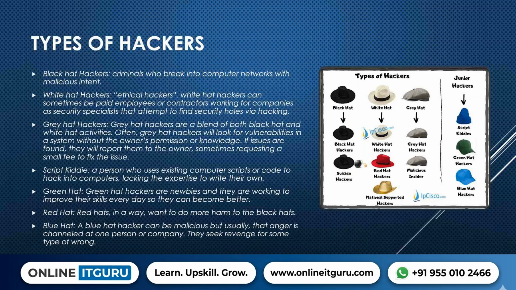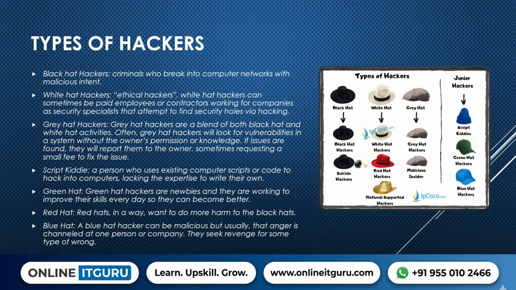And then moving on, types of hackers. We have different colors of hackers: black, white, gray, green, red, and blue. The type of hackers that are the worst are probably black hat hackers, which are basically criminals that try to break into computers with malicious intent. And then we have white hat hackers, which is what we're trained to be. We're training to be ethical hackers.